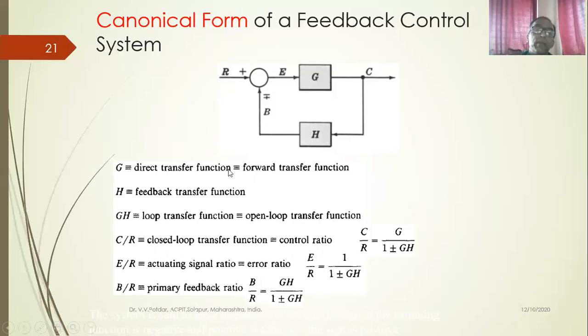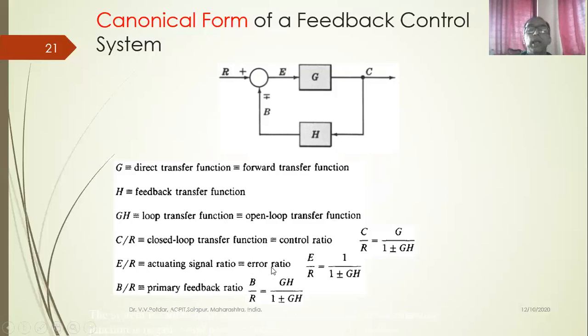G is the direct transfer function or forward path transfer function. H is the feedback transfer function. G into H is the loop transfer function or open loop transfer function. We have to remember these terminologies. Okay. C by R is the closed loop transfer function or control ratio. C by R for this system is G upon 1 plus or minus G into H. E by R is called the actuating signal ratio or error ratio.